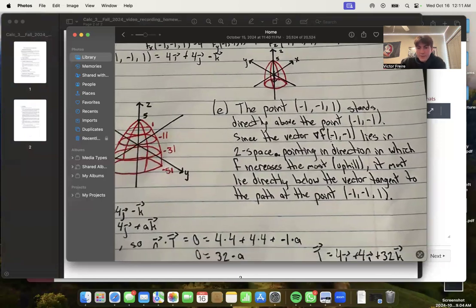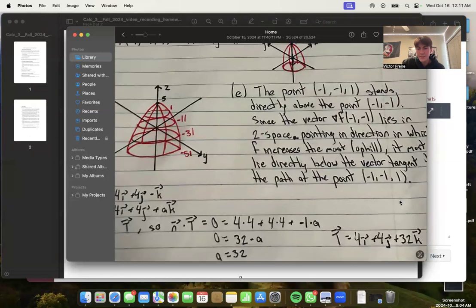Let's see what else I wrote. Since the gradient vector of f at -1, -1 lies in two-space, pointing in the direction in which f increases the most, which is uphill, it must lie directly below the vector tangent to the path at the point -1, -1, 1. All right, so that's pretty much what it is.